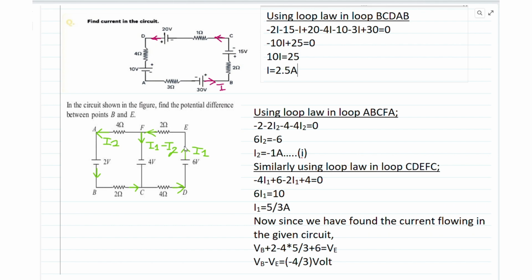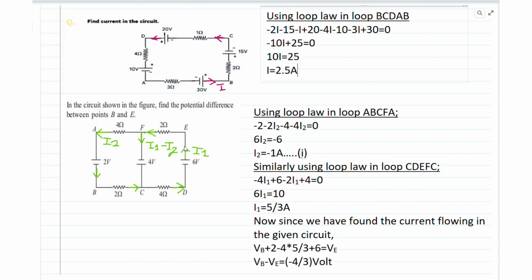And now since we've got I1 and I2, we can easily figure out the current in the branch FC, and that is nothing but 8 upon 3 ampere, right? It is pretty simple, you can make it out. 5 by 3 plus 1, that's simple. Now we are in a state where we can evaluate the potential difference between point B and E.